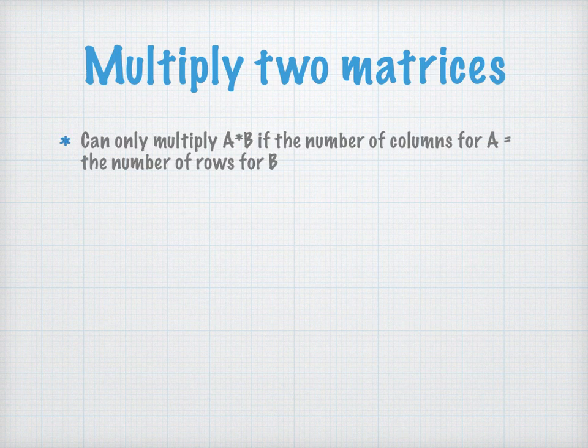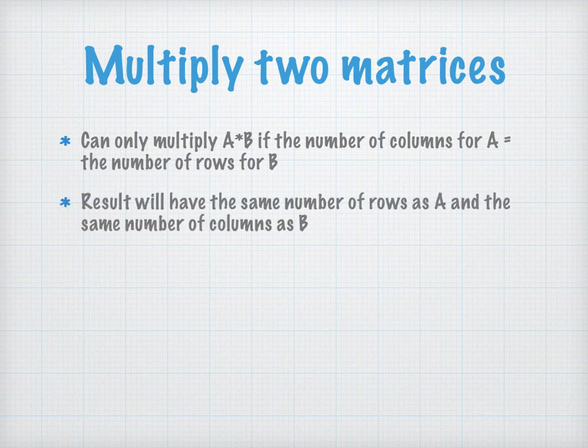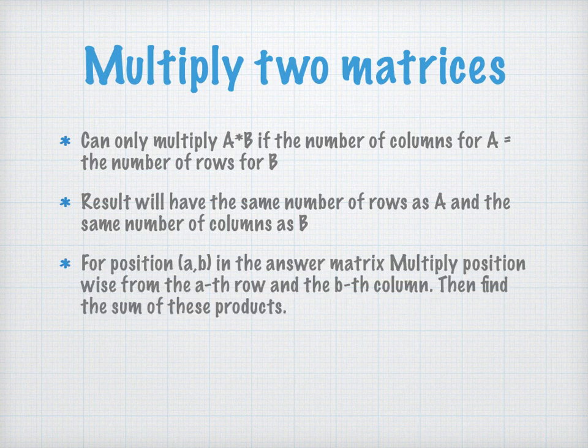Now, we have to be careful when we go to multiply matrices together. You can only multiply matrix A times matrix B if the number of columns in matrix A equals the number of rows in matrix B. Our result will have the same number of rows as matrix A and the same number of columns as matrix B. For position AB in the answer matrix, we will multiply position-wise from the A-th row and the B-th column. Then we find the sum of these products.